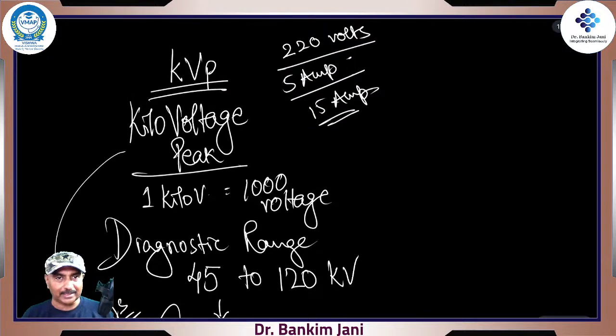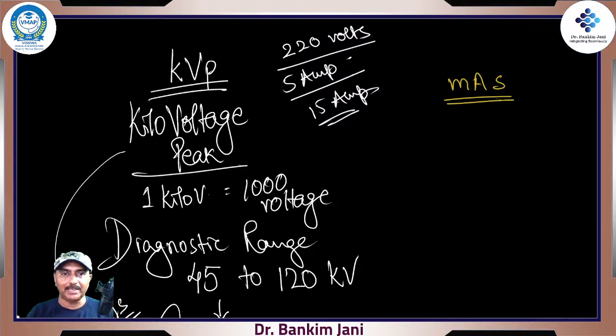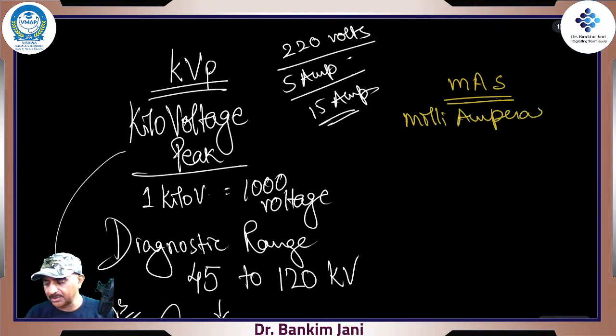The second factor which we must know is the MAS. This is called milliamperage. Actual meaning is milliamperage. So here also we say 5 ampere, that current is so powerful.